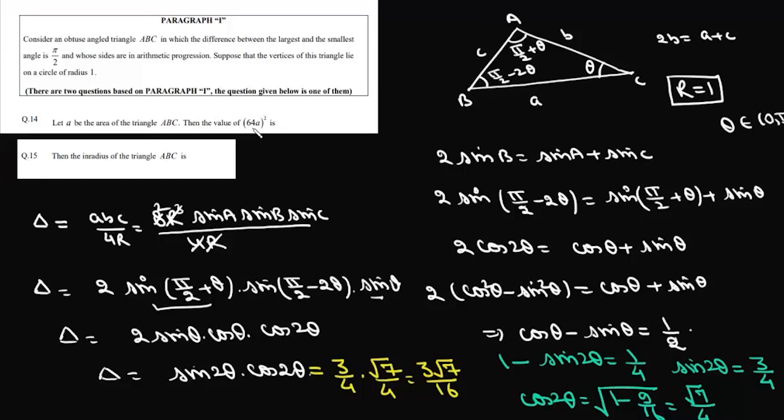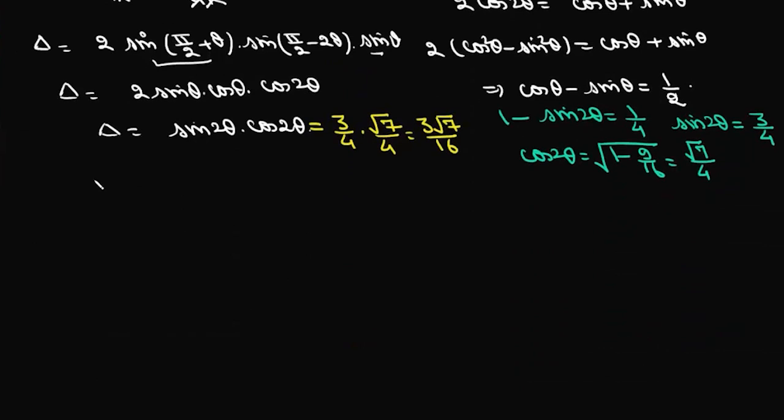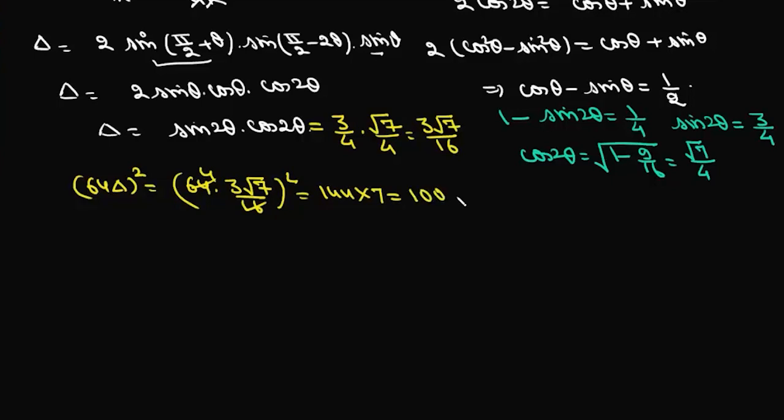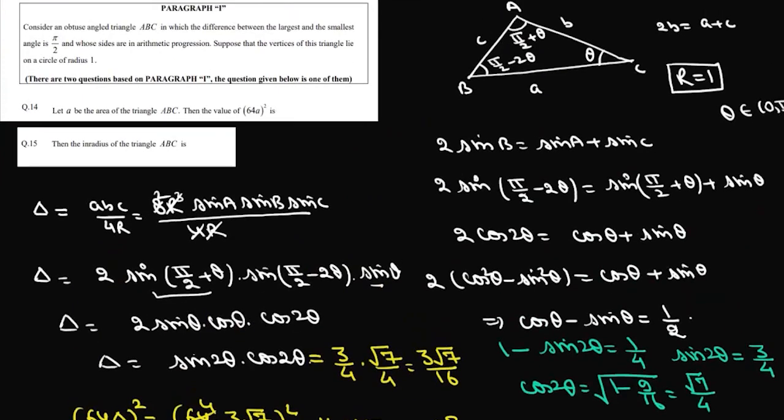Now we need to find the value of 64 delta square. So we need to find the value of 64 delta whole square. So it will be 64 and delta is 3 root 7 by 16 whole square. So this is 144 into 7, and it will be 1008. So in this case, the value of 64 delta square will be 1008. Now the next part is to find the inradius of this triangle ABC.